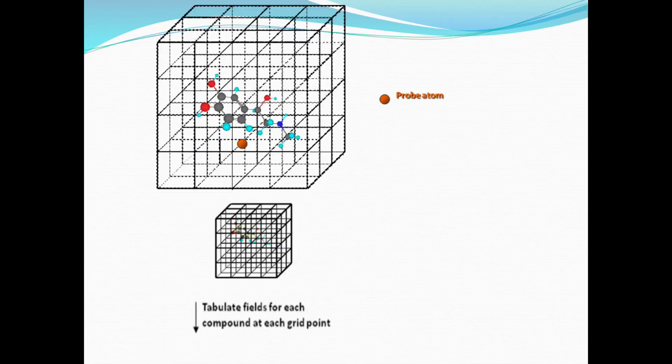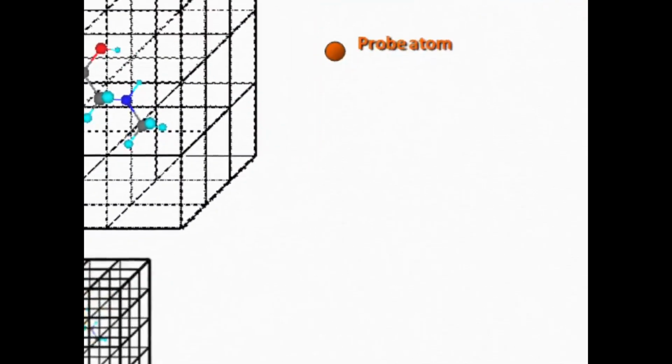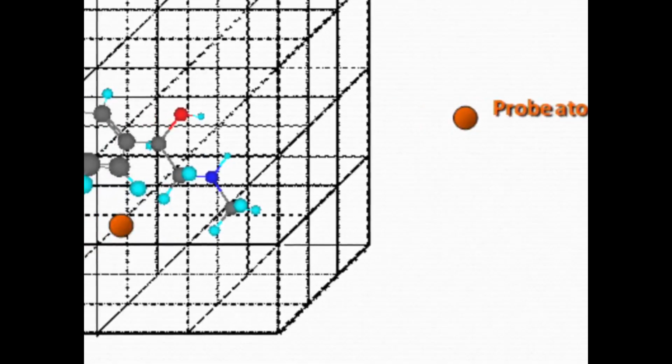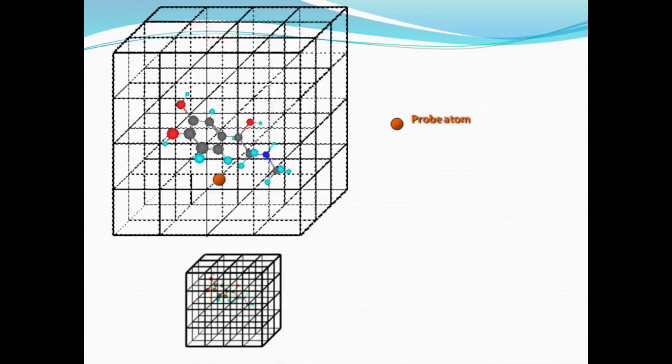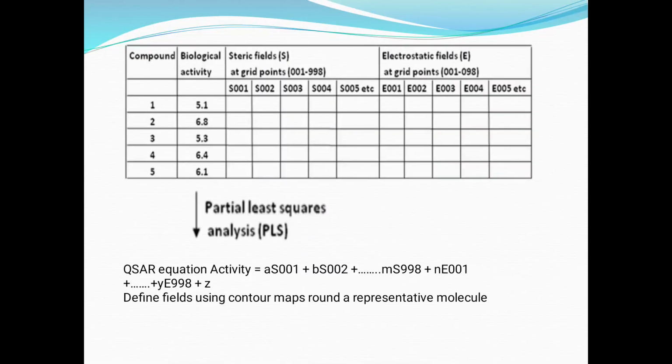You have a contour also. You have a probe atom. This is the probe atom. Place it in the grid. This is how you get a table given by the software. You get an equation of the same. We have used the partial least squares method.